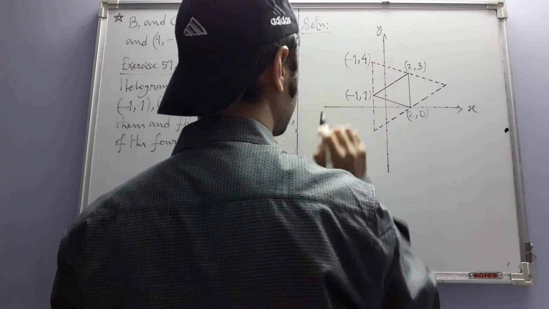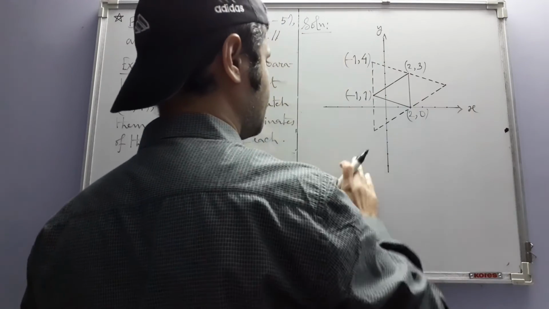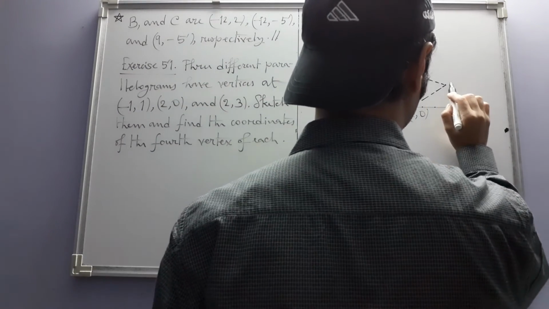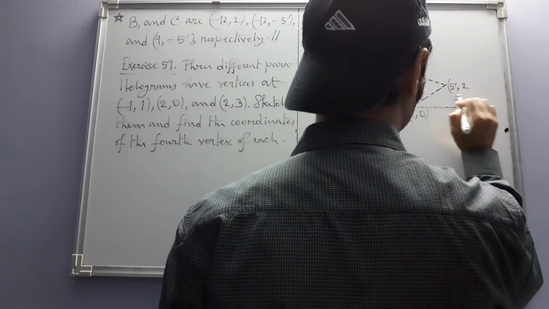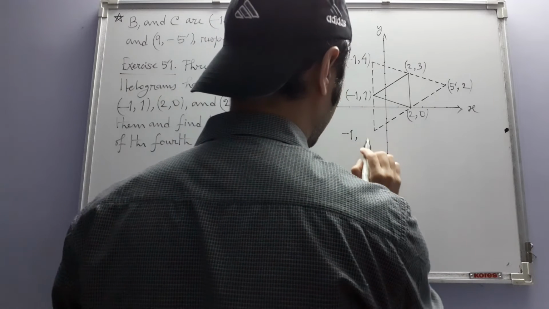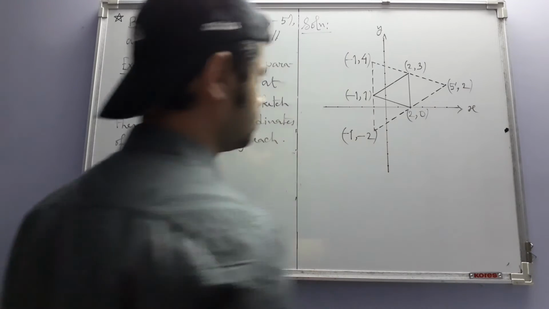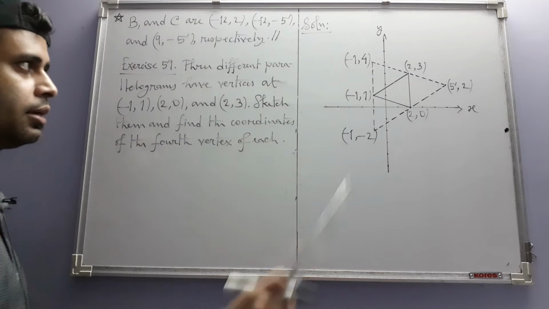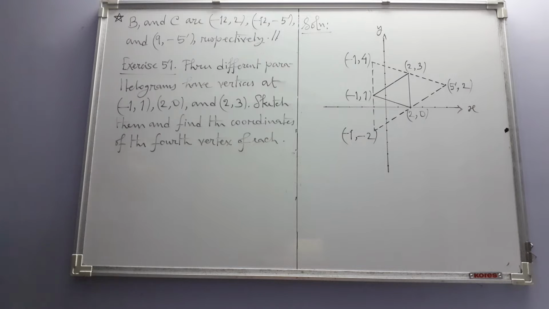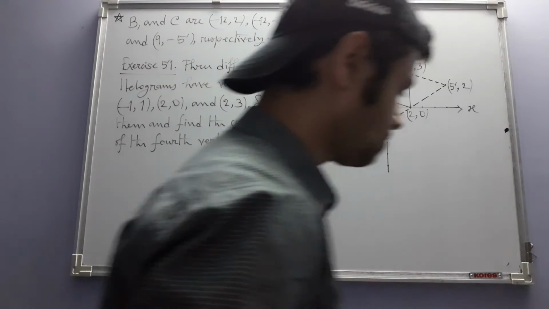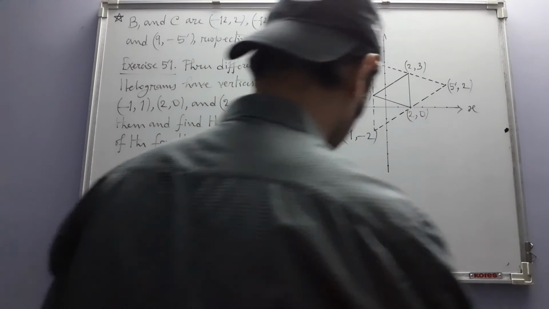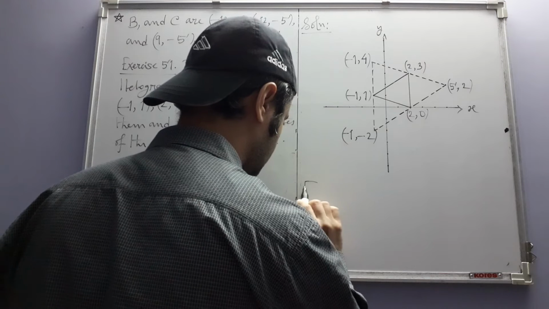And the other vertices are these, which if one draws the figure carefully, after drawing these lines, they will find the coordinates of these other vertices to be these: -1, -2. Okay, so these are the unknown vertices and their coordinates. So this is the solution.